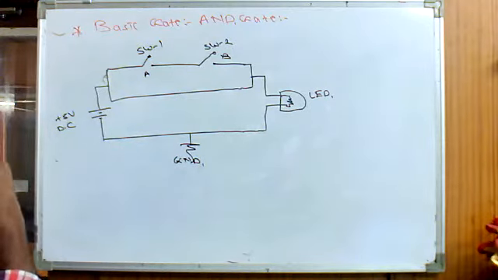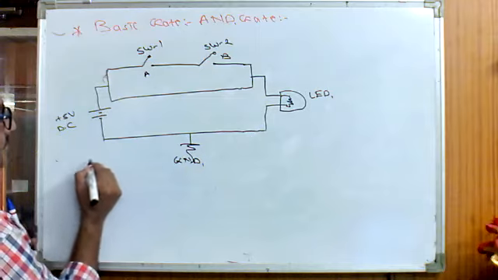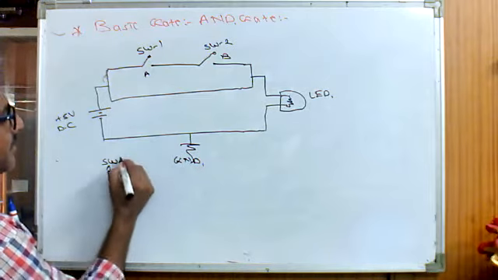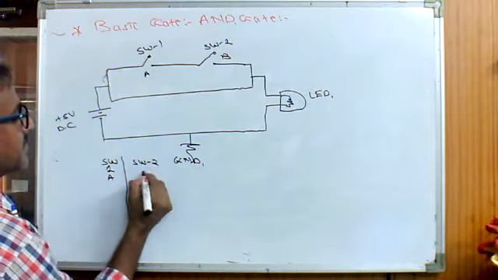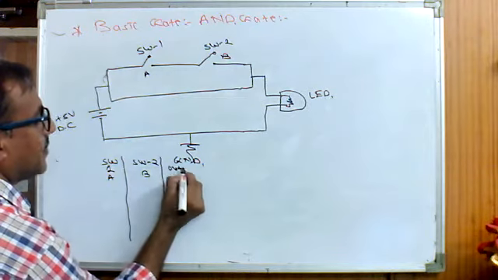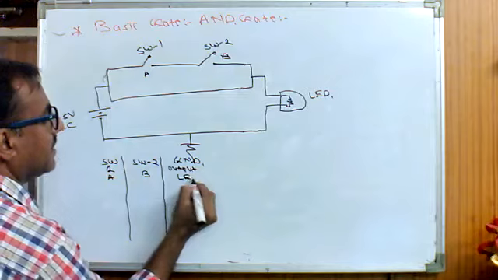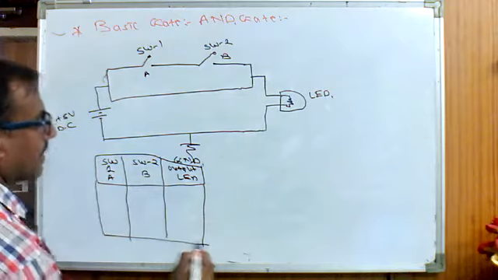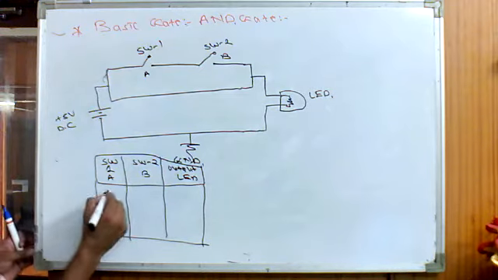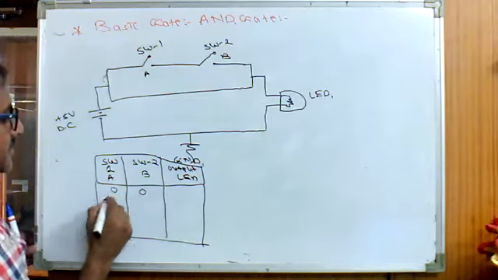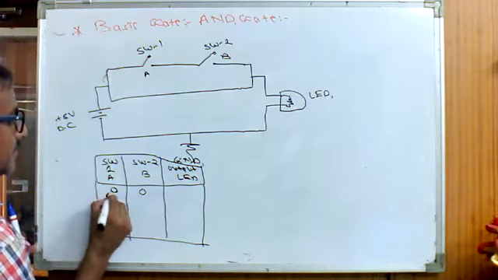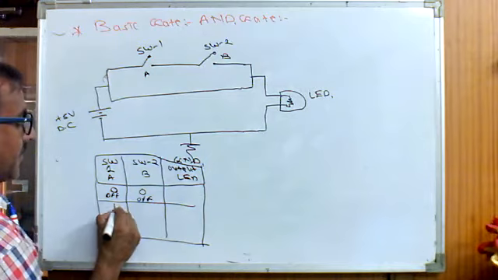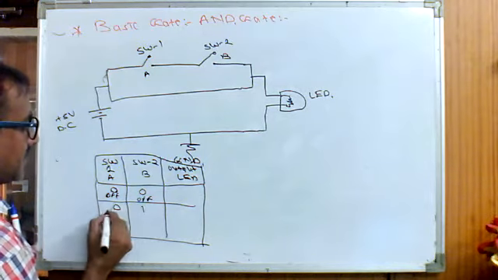When switching, the first condition: switch 1 means A, switch 2 means B, and the output is the LED. In the first condition, 0, 0 means the switches are off. Off condition. 1, 0, 1 means off.